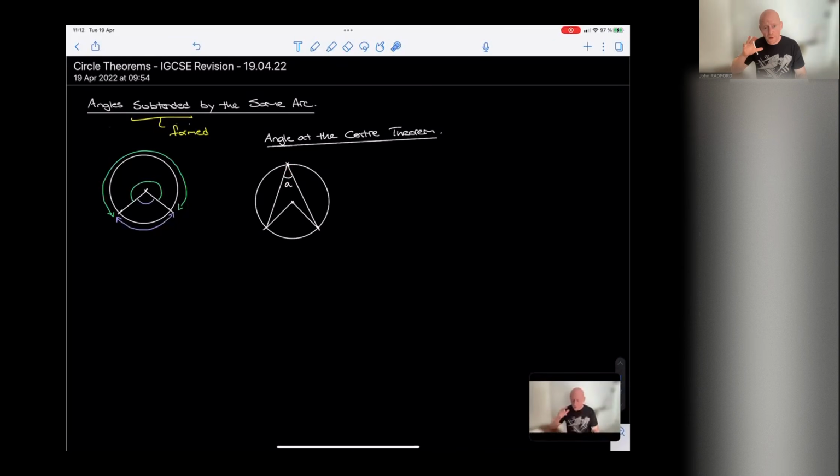Now, the thing to ask yourself, and this is the very important part, you need to ask yourself which arc on the circle is forming or subtending this angle A.